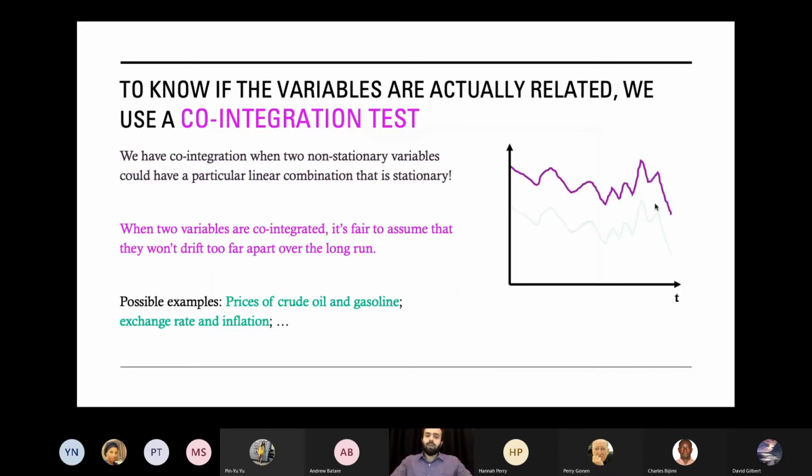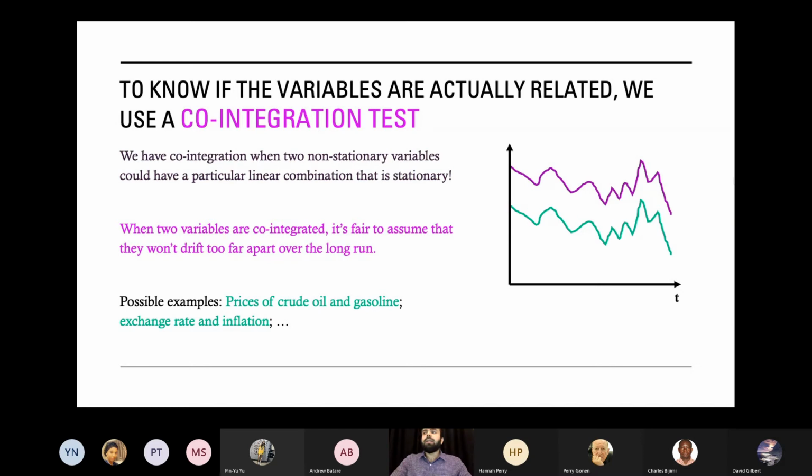So how do we know if we have a spurious correlation or if the variables actually do have some sort of an association with each other? We conduct a cointegration test. The idea of cointegration is that if we do have cointegration between two variables, then our regression results will not be spurious, but they would have some meaning to it. And the variables that we are studying would be associated with each other.